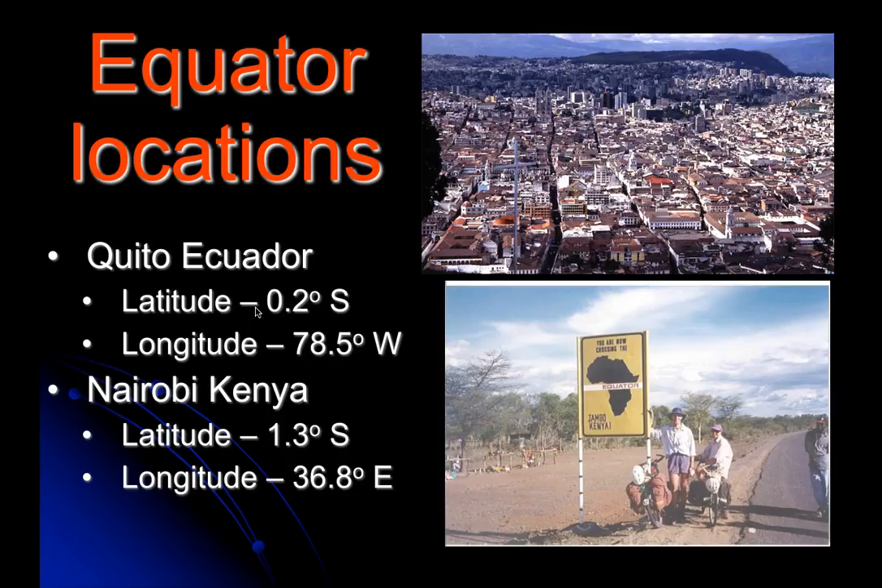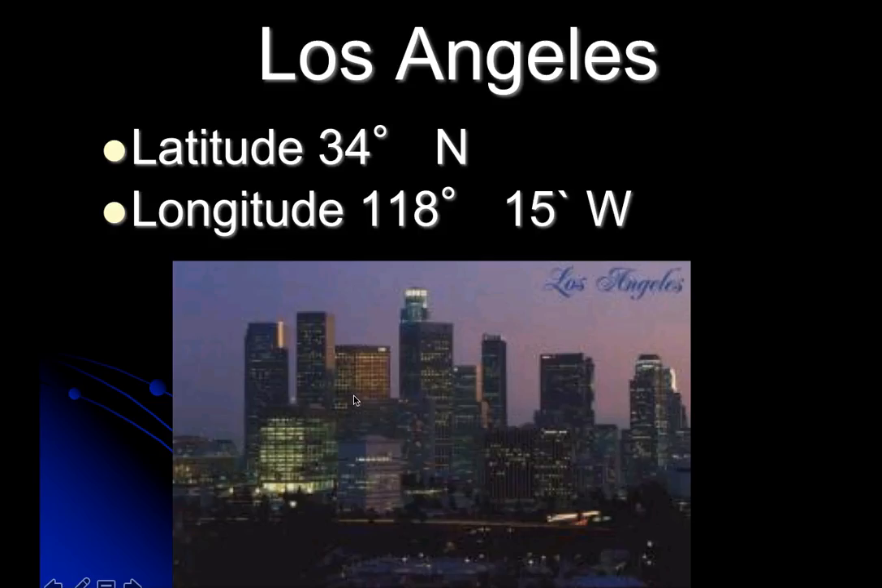So here's a couple of examples. Quito in Ecuador is close to the equator, as is Nairobi, but they have very different longitudes. LA, this is something you ought to know, keep track of. We have a latitude of 34 degrees north and a longitude of 118 west.